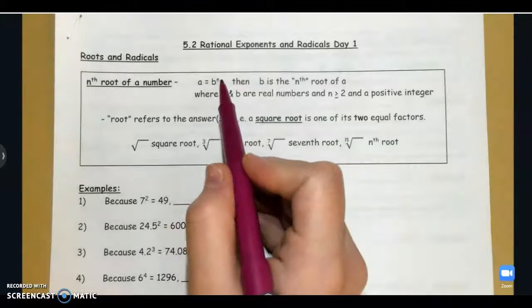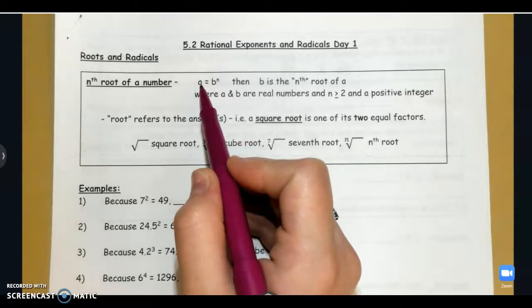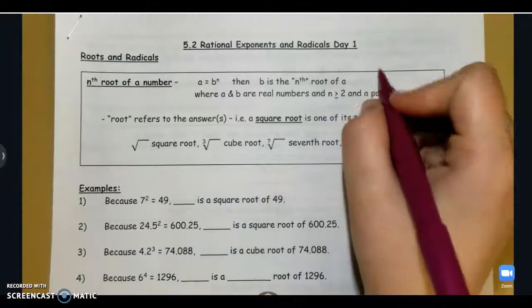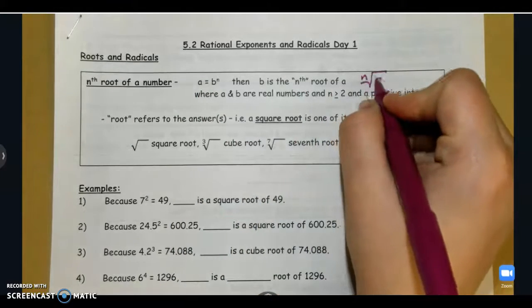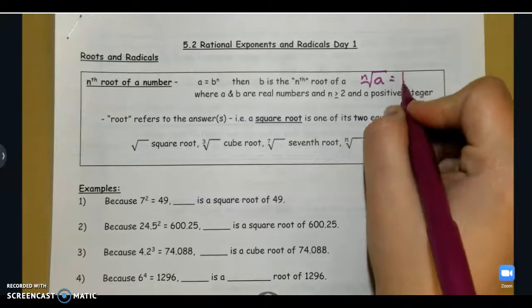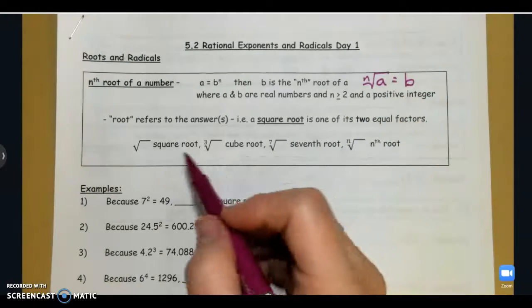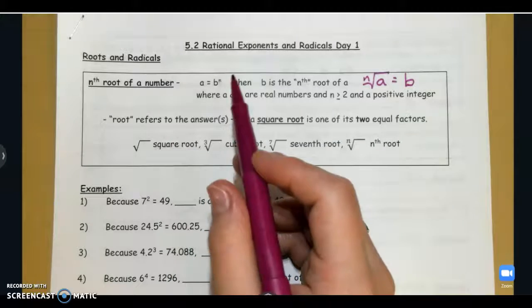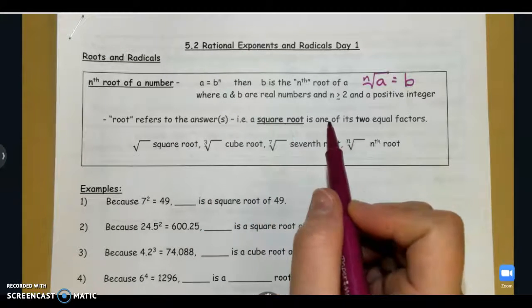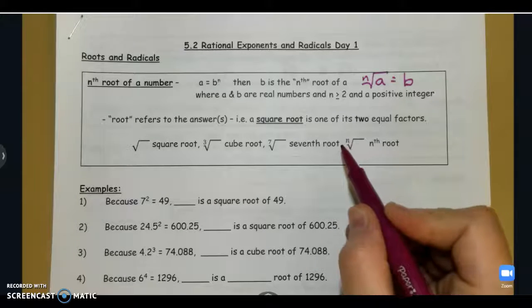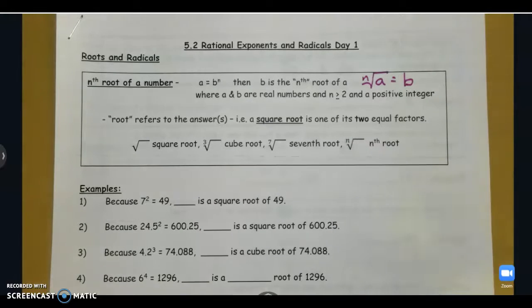If I raise b to the nth power and my answer is a, then if I took the nth root of a, my answer would be whatever that number b was. The root refers to the answers. So in a square root, you would have 2, the positive and the negative. You could have the cube root, 7th root, etc., depending on what this number in front of your radical is.